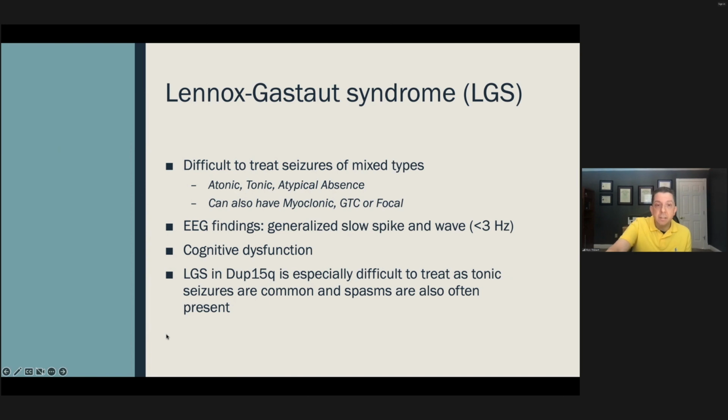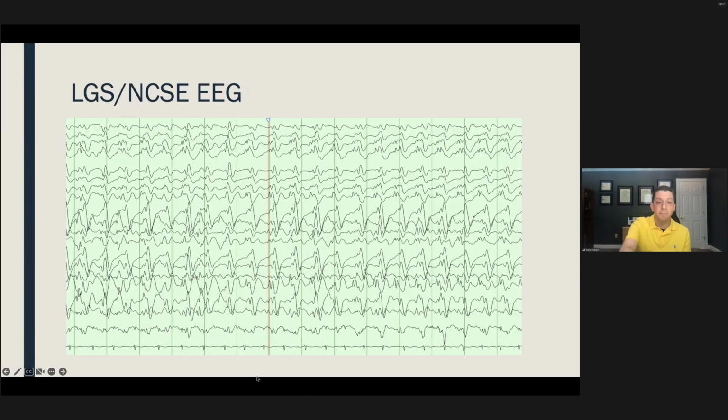So that's typically Lennox-Gastaut, and the main thing with Lennox-Gastaut is what we call less than 3 hertz spike and wave. So you get a spike and a wave afterwards, and these green lines are 1 second each, so there's 1 or 2 per second. These are constant spikes, which fits the criteria for non-convulsive status epilepticus, where you don't see seizure activity clinically. It's just there on the EEG in the background.